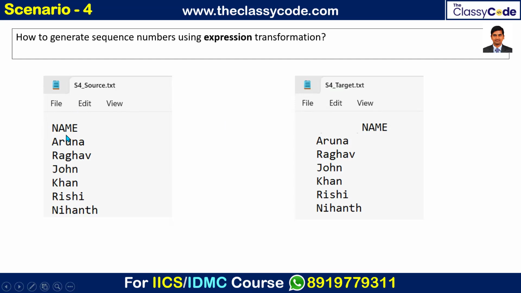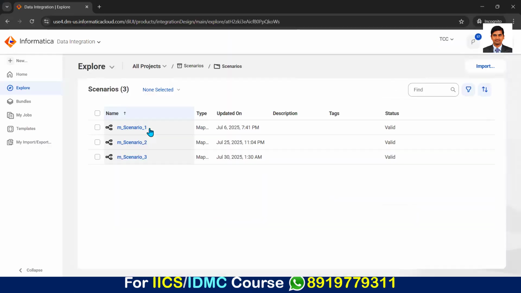For example, I have a source with a name column with some names. And for this, in the target, I want to generate a sequence like 1, 2, 3, 4, 5, 6, and so on. How do we generate this using an expression transformation? Let's look at the scenario.